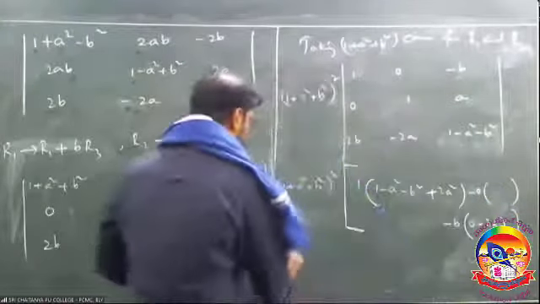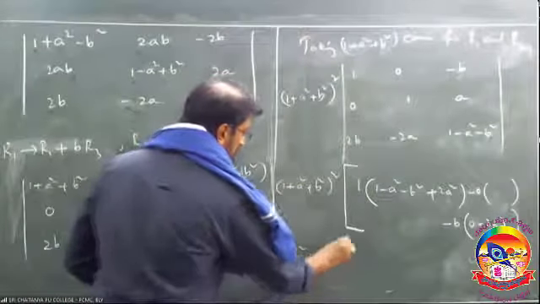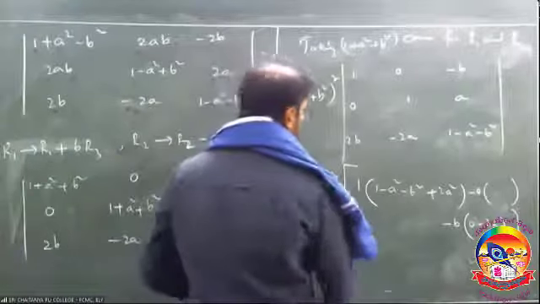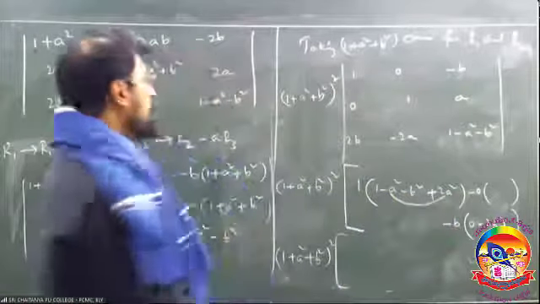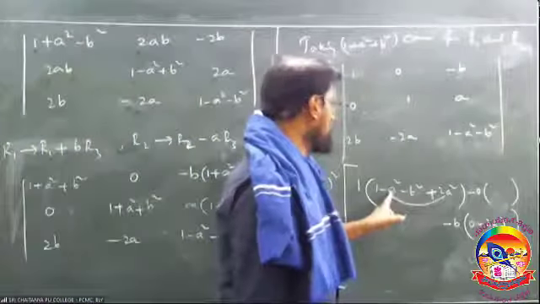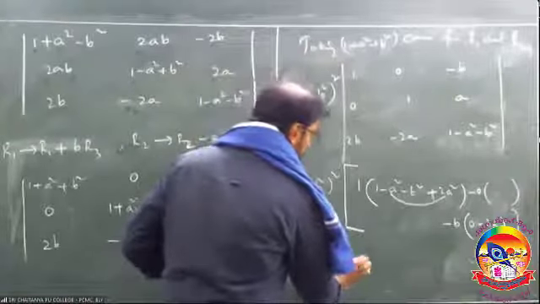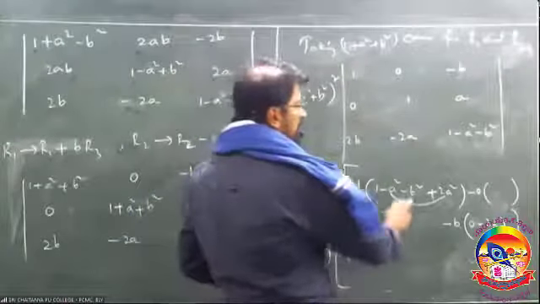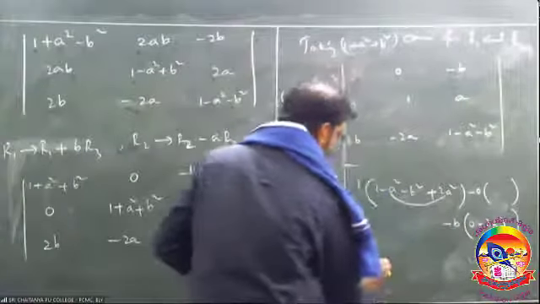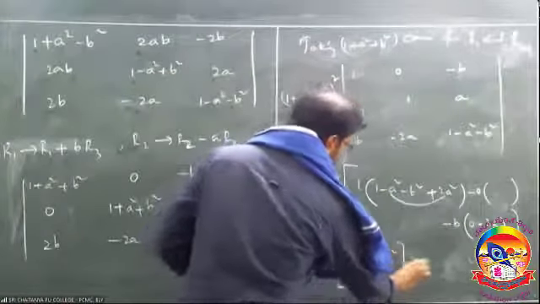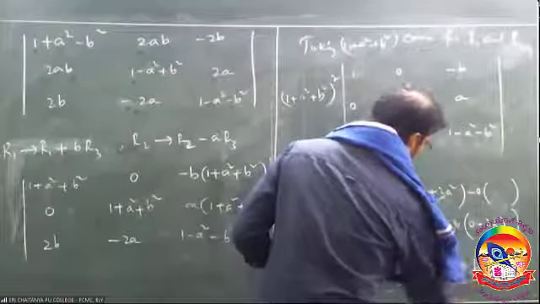So the answer should be 1 plus a square plus b square whole square into, observe this one carefully, minus 2a square plus 2a square. Sorry, 2a square minus a square. It is here 1 plus a square, minus b square, here plus 2b square. It is plus b square. That means you are going to get 1 plus a square plus b square whole cube.